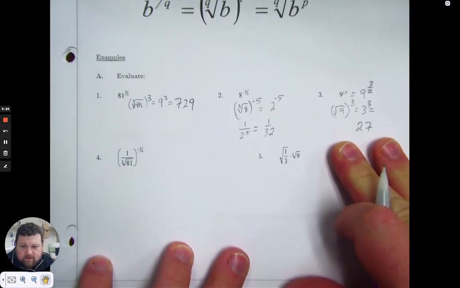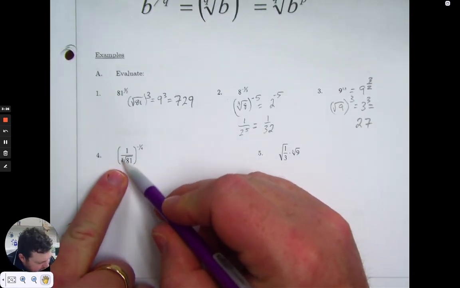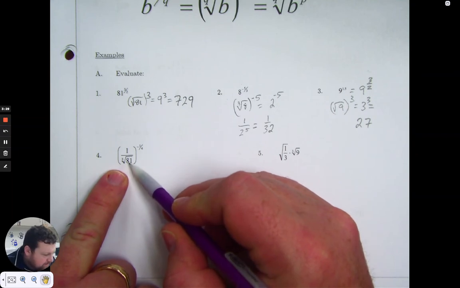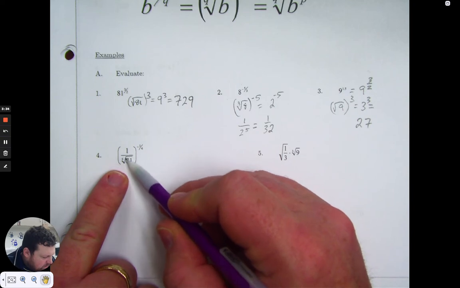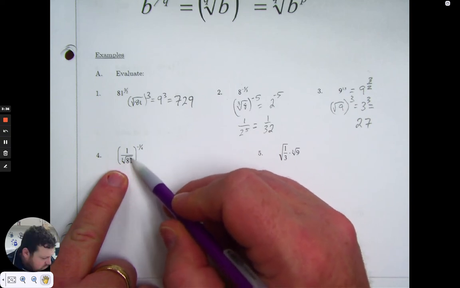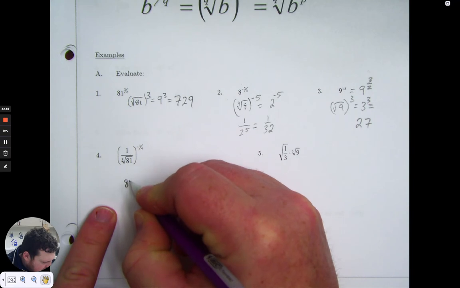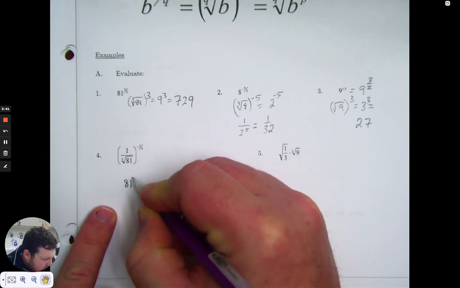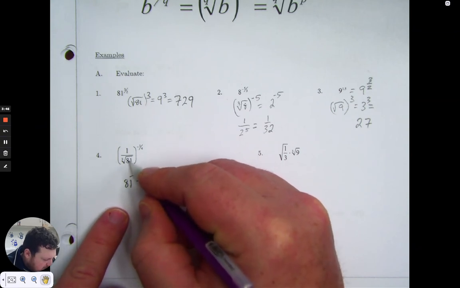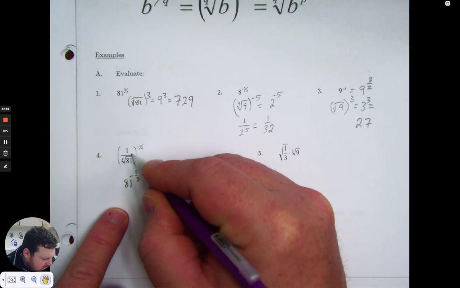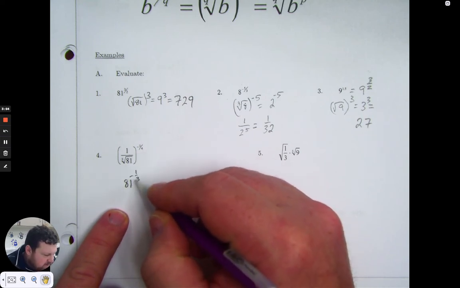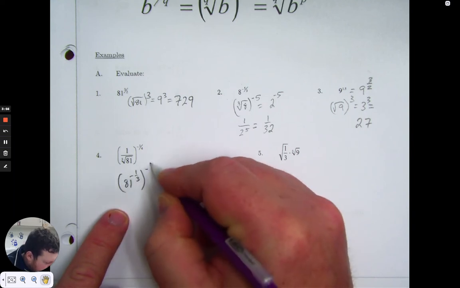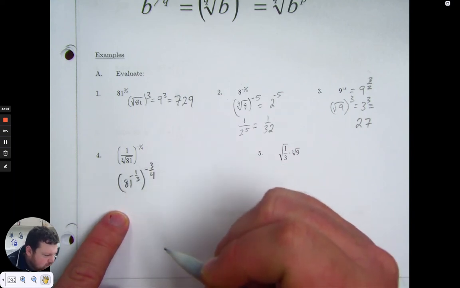Number 4, we have this cube root of 81 in the bottom here. We have 1 over it. So we know that we could write this as a negative exponent to begin with, so I can write this as 81 to the negative 1/3, because this is really 1 over 81 to the 1/3, but since I want to write it without the 1 over on top of it, I make it negative. So 81 to the negative 1/3 raised to the negative 3/4.